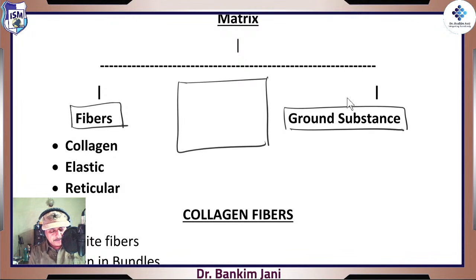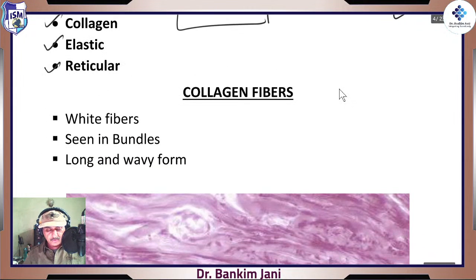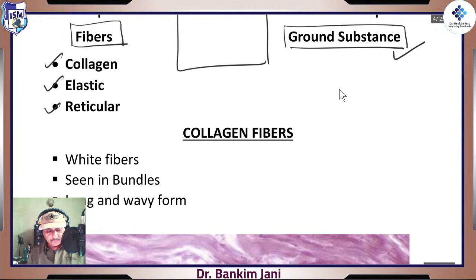There are fibers like collagen, elastic and reticular. What are they? We are coming to that. But there is a ground substance. You can say that it is like cement. It is first laid and then we start putting the rest of the components. So we have got various types of fibers.